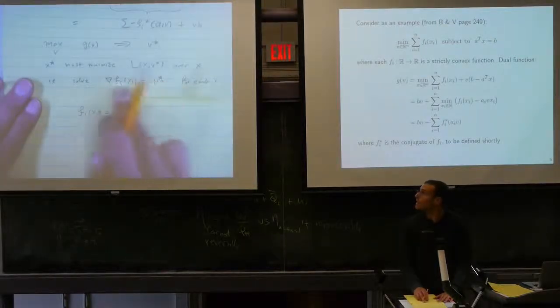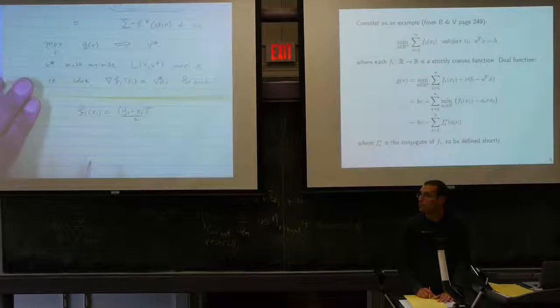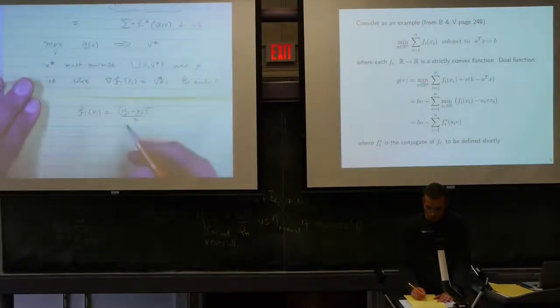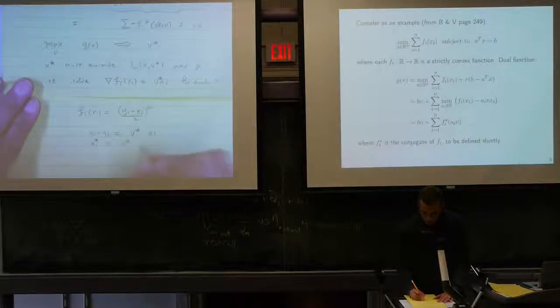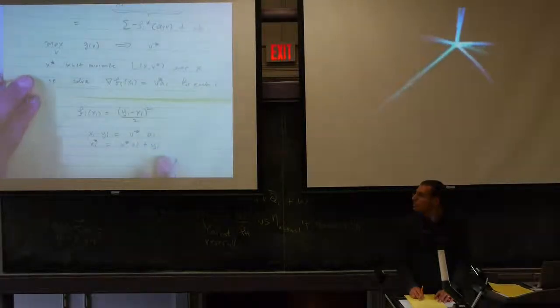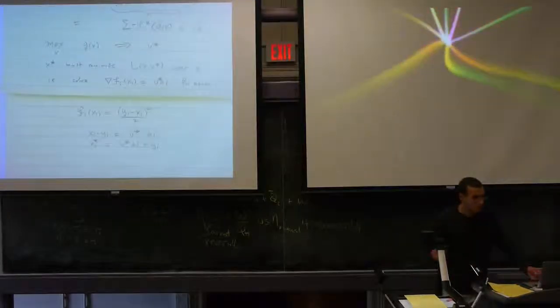So I'm just translating this expression. What's the gradient? x_i minus y_i. And I'm just solving that equals v star times a_i. I've already found v star. That was my dual solution. In other words, I have that x_i star is just given by taking my dual solution v star, multiplying by this constant a_i and adding y_i. So I have the primal solution from the dual.